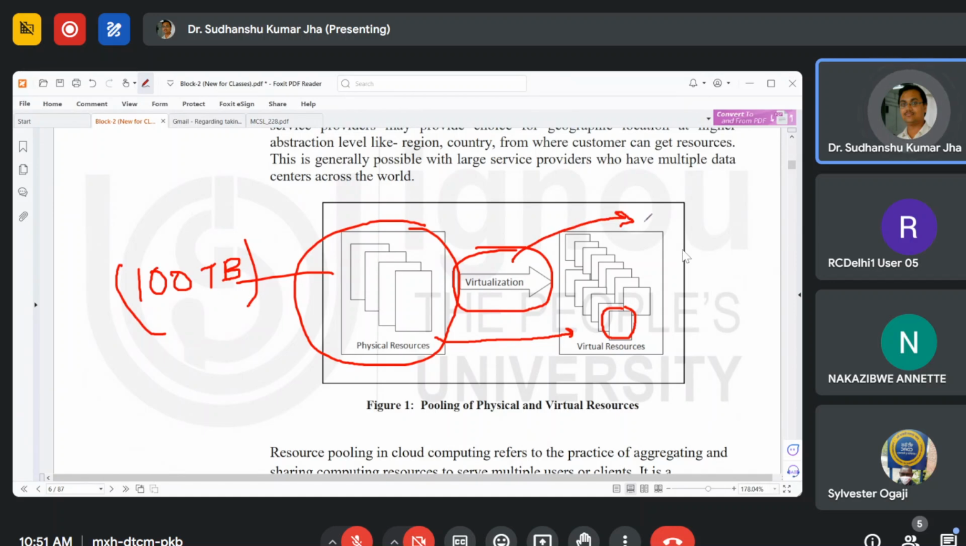This can be divided into a thousand small blocks, and each small block becomes a virtual resource. So I have taken 100 TB of hard disk storage space, virtually partitioned it and created different partitions, and one partition is allocated to one particular user. In this way, pooling of physical and virtual resources is met here.